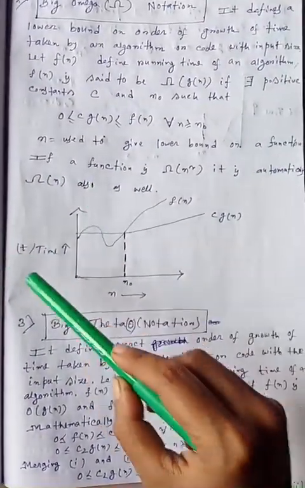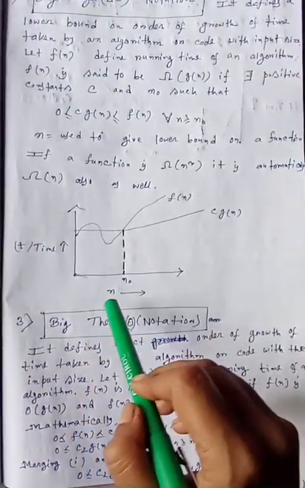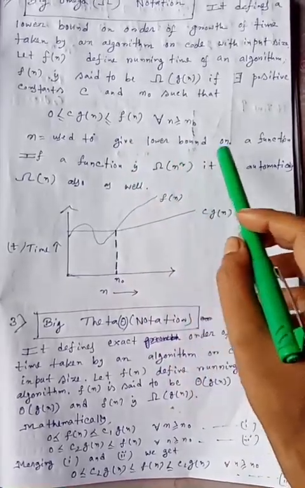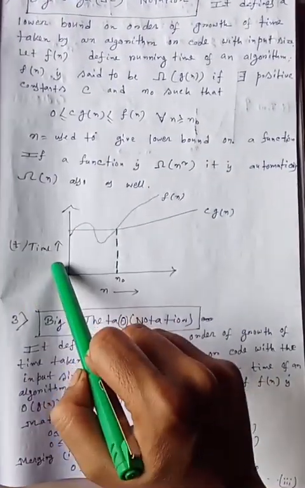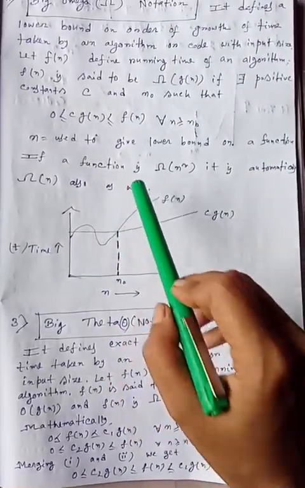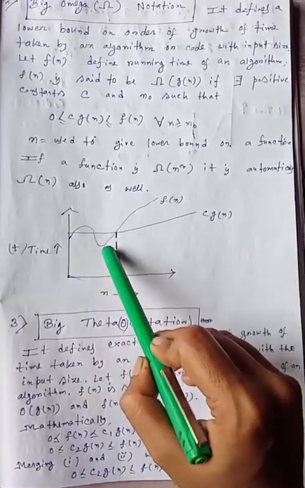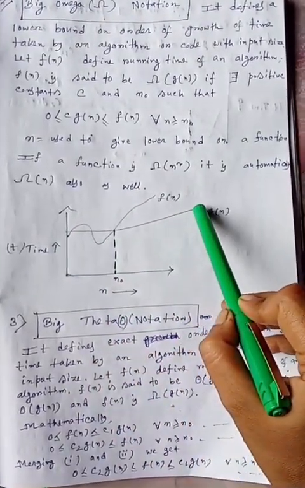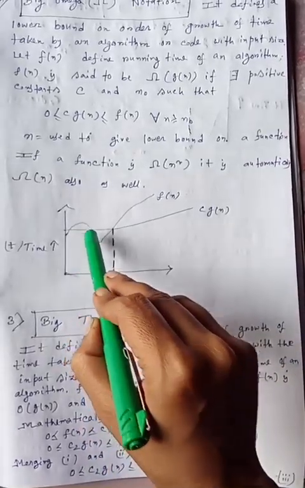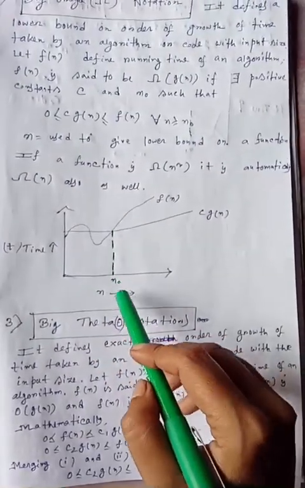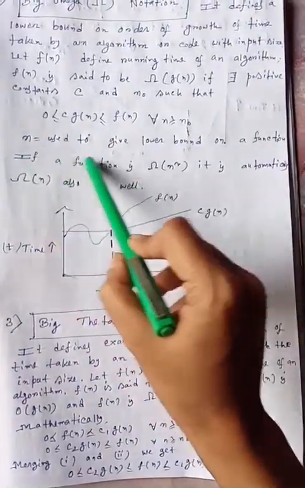So from this graphical representation, we can understand it very clearly. Here the x-axis represents the n, which is used to give the lower bound on a function, and the y-axis represents the time. And these two are the growth curves. Here f(n) is represented by this growth curve line, and c·g(n) is represented by this one. And this point is n0. These two are intersecting here. And for all n greater or equal to n0, this condition is satisfied.